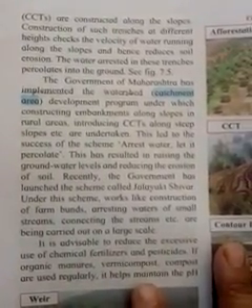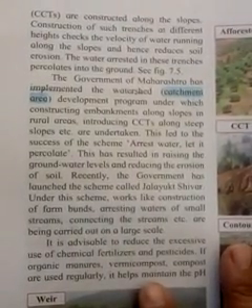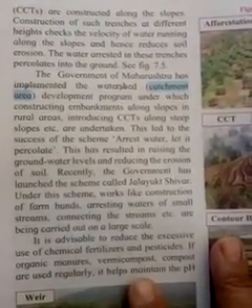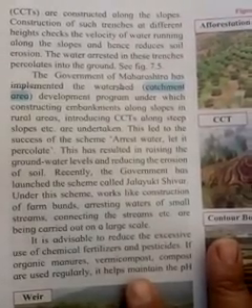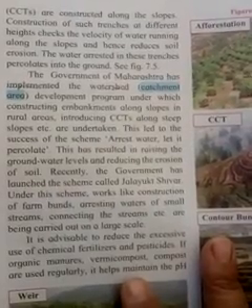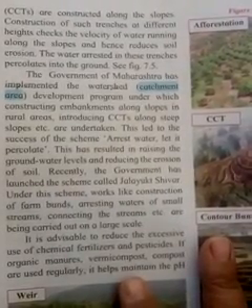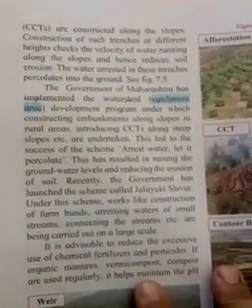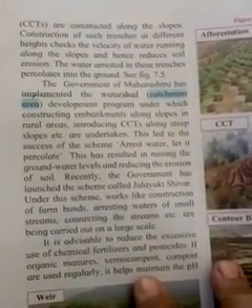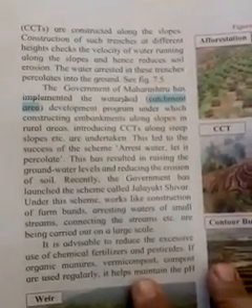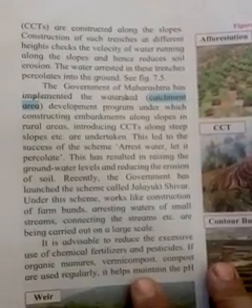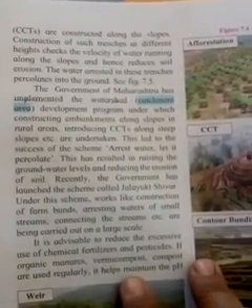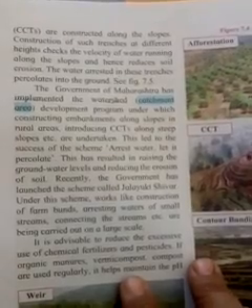The water arrested by these trenches percolates into the ground. The government of Maharashtra has implemented the watershed catchment areas development program, constructing embankments along the slope in rural areas.